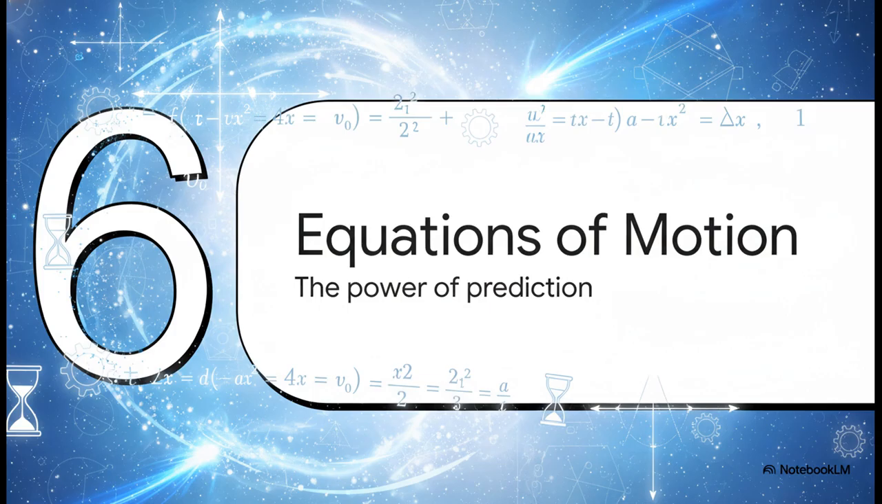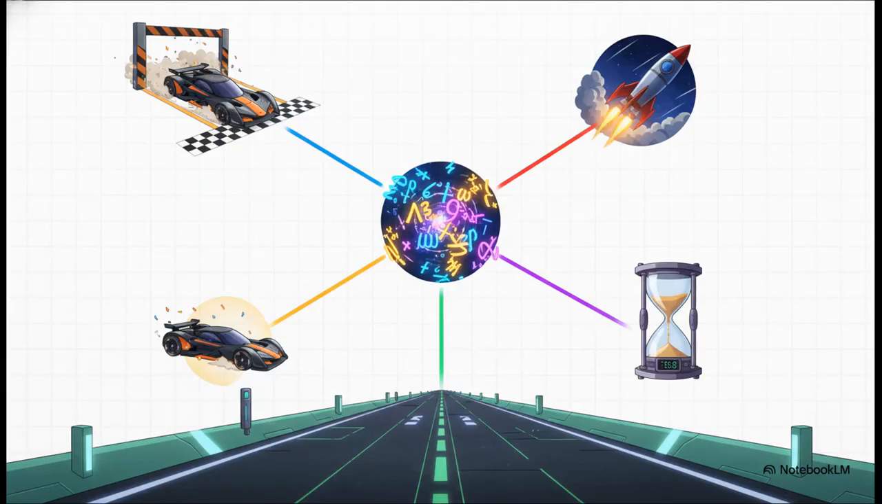Okay, so we can describe motion, we can even draw it. But now for the really powerful part. What if we could actually predict motion? By combining all the concepts we've learned, we can create some amazing equations that let us do just that. Now, don't be scared by all the letters. These are our 3 key formulas. They just connect 5 basic things: the initial velocity u, the final velocity v, the acceleration a, the time t, and the distance s. And the beautiful thing is, if you know any 3 of these values, you can use one of these equations to solve for another one. It's like a calculator for motion.